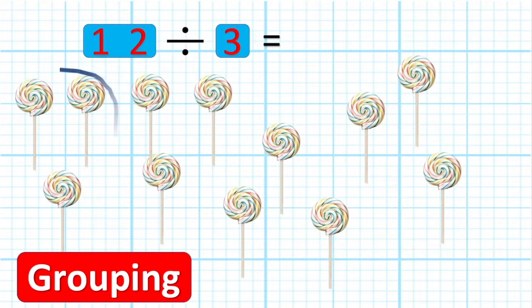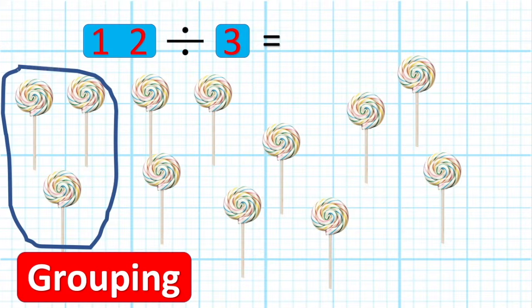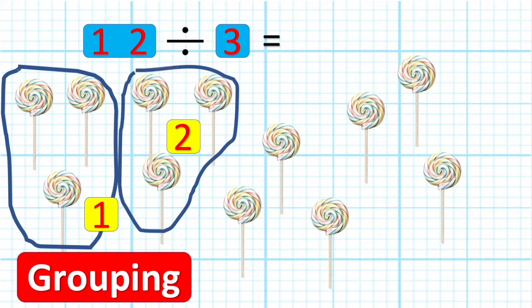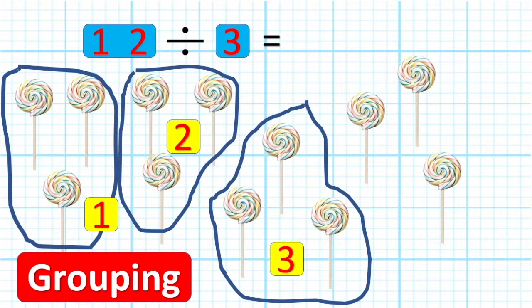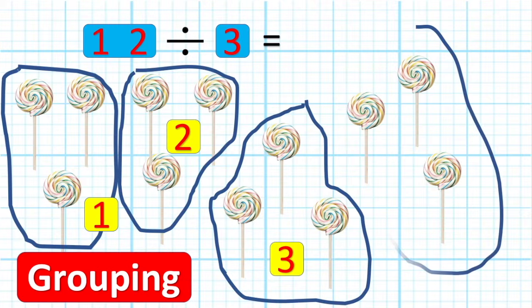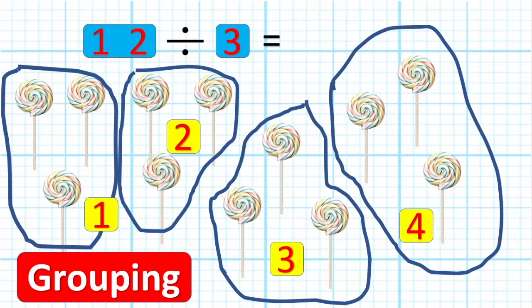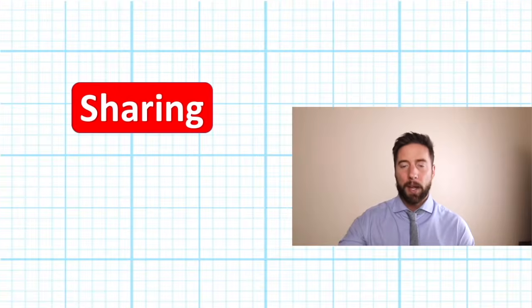Or I can look at it as grouping. How many groups of 3 are there in 12? That's a slightly more advanced level. Well, let's have a think. There's 1 group of 3, 2 groups of 3 is 6, 3 groups of 3 is 9, and 4 groups of 3 in 12. So we can look at it in 2 different ways, sharing and grouping.